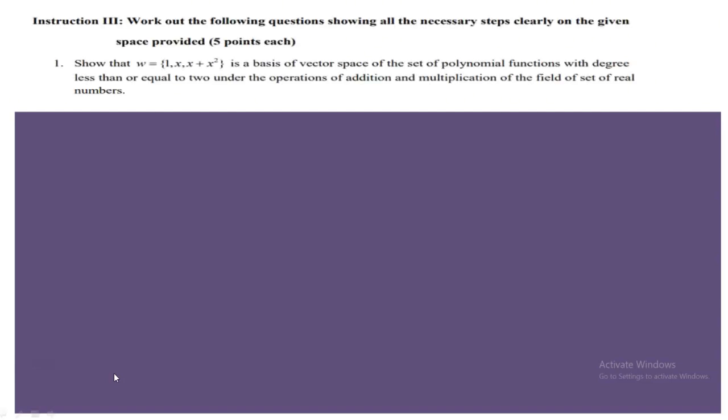Okay, dear students, now let's see how we can also solve question number 1 of this workout part. The question says, show that the set containing 1, x, and x plus x squared is a basis of a vector space over the set of polynomial functions with degree less than or equal to 2 under the operations of addition and multiplication of the field of set of real numbers. So we are now going to see how we can show this W as a basis of the vector space of the given set. So let's proceed.